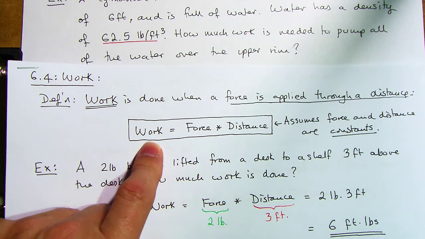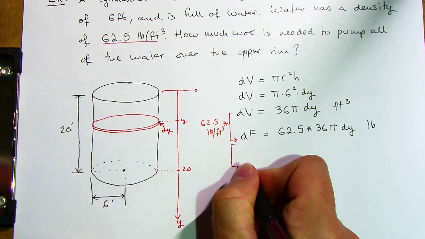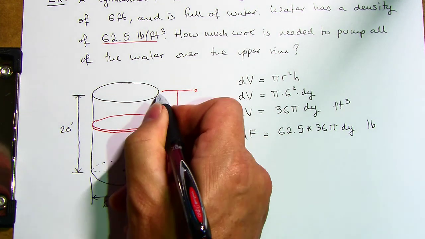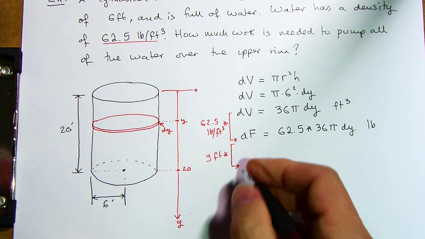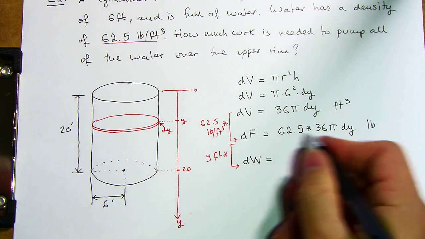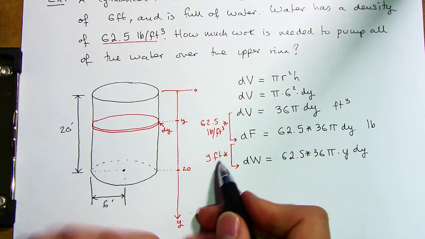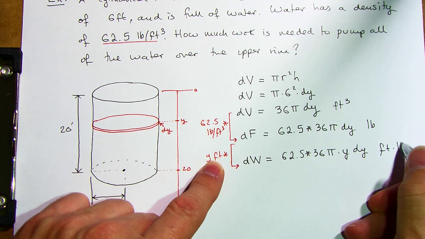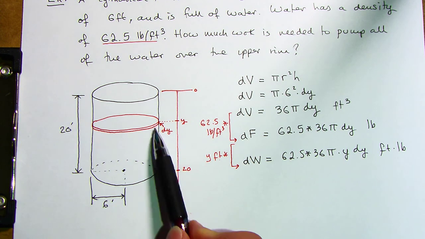Finally, work. Work is force times distance, right? So we are going to take this and multiply it by, let me grab my red pen here, how much distance it's moving through. How much distance does this have to be lifted through? Where is it at? It's at y, so how far is it from y to 0? It's y feet. So I now multiply that by y feet, and it converts from being force into being work. So multiply this by y, and you get 62.5 times 36 pi times y dy. Now remember, these were feet, those were pounds, so these are now foot-pounds.